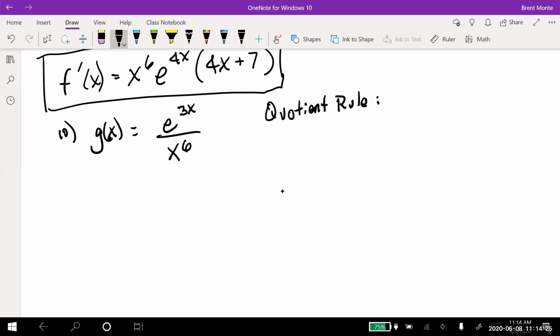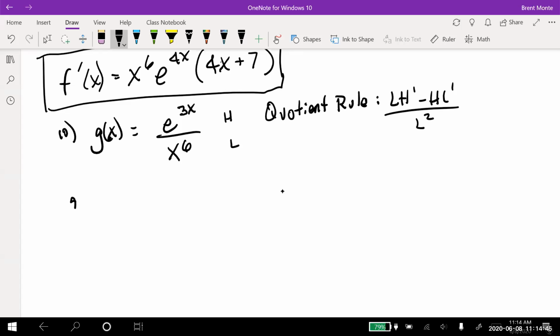And remember, the way I like to say the quotient rule, remember how it goes? It's low d high minus high d low, square the bottom, and away we go. So of course, this is the high, this is the low. And that low d high means the derivative of the high, and then the high d low, derivative of low.